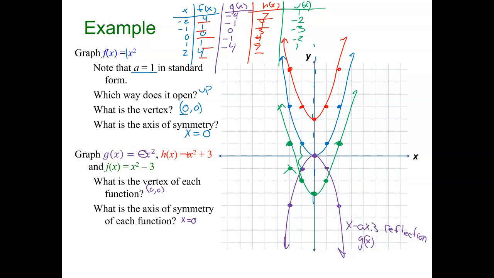I forgot to do vertex and axis of symmetry. What's my vertex for h of x? It's an ordered pair. 0, 3. What's my axis of symmetry? Still x equals 0, right? What about j of x? What is my vertex? Good. And the axis of symmetry? X equals 0. My axis of symmetry didn't move because the middle's still on the y-axis. But my vertex shifted up and down based on how far it moved.